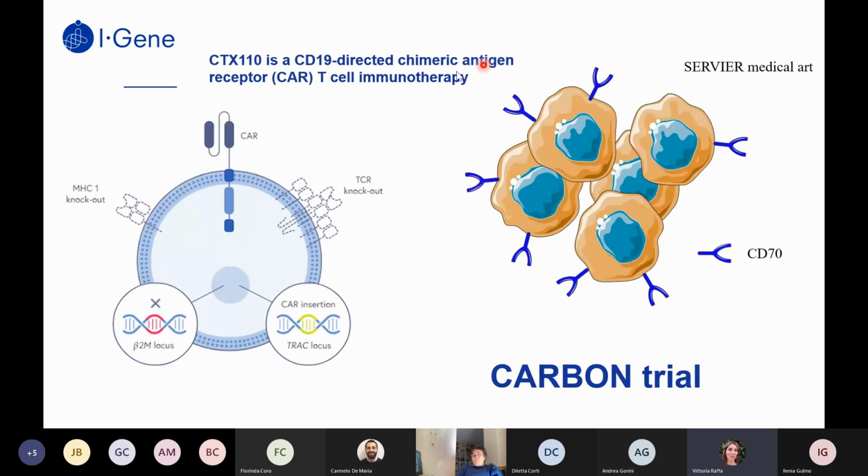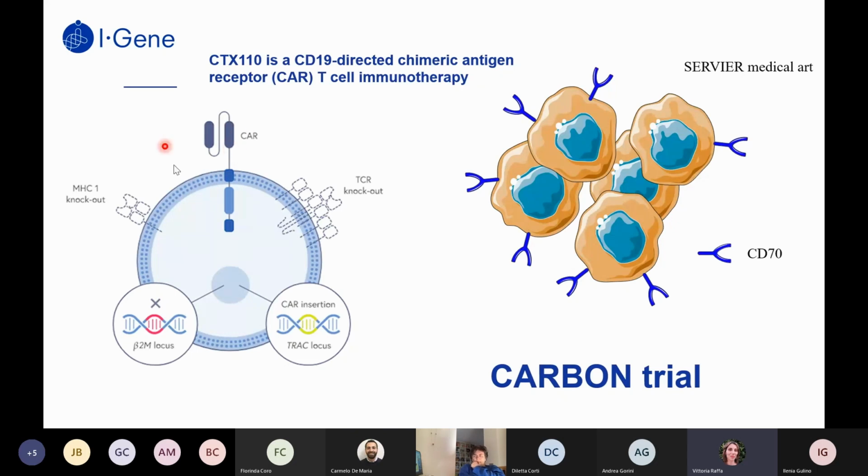Another ex vivo approach is this other clinical trial. The name is the CARBON clinical trial. In this specific trial, our targets are T cells. T cells are immune system cells, and the pathology that we want to target, we want to cure, is cancer. So you understand how important this is, which is the idea. These T cells that I told you are immune system cells are edited in order to express one receptor, the CAR receptor. This is a knock-in because we are inserting a new gene.